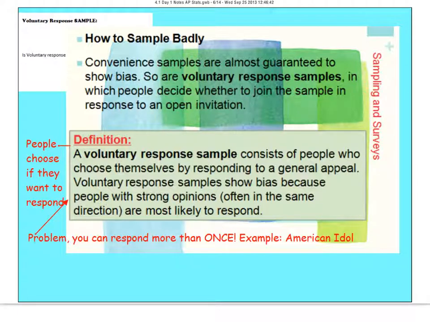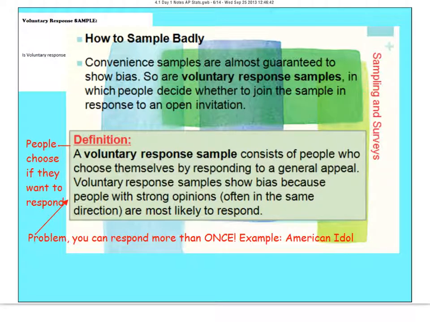A second bad method is called the voluntary response sample. This is one in which people decide whether to join a sample in response to an open invitation. Think about how many times on your Gmail account for school does somebody send you a survey, maybe for a marketing course. You get an email and they ask you to complete a survey. That is going to be a voluntary response sample. They're going to send it to you and you're going to decide if you're going to answer it or not. So they may have chosen you for their particular sample, but if you don't answer it, there's going to be some bias in it.